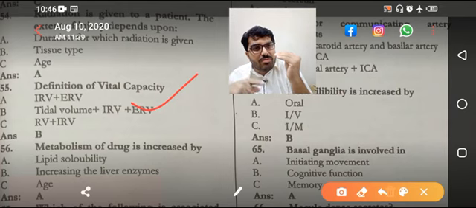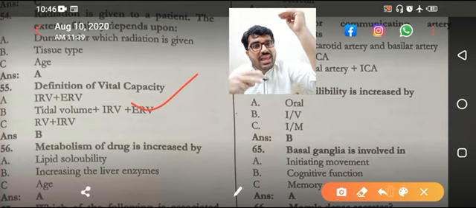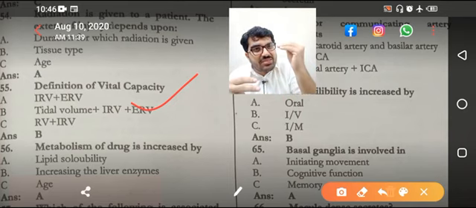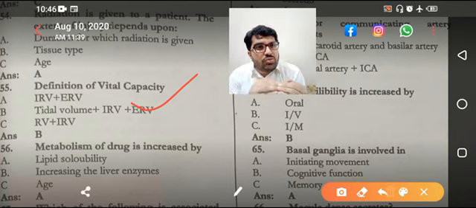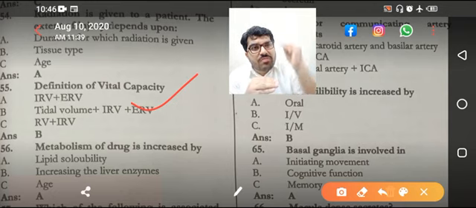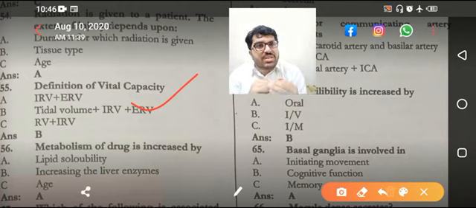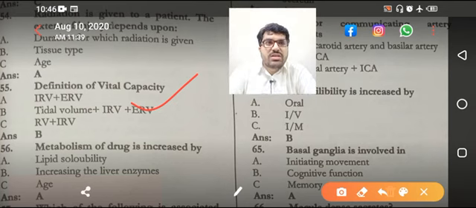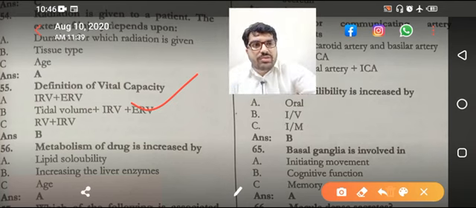Now the same question, if we modify a little bit, a person inhales maximally and then exhales maximally. So if he is exhaling maximally, you include another thing, there is expiratory reserve volume. So it is actually inspiratory reserve volume, the tidal volume and the expiratory reserve volume. That is actually then the vital capacity.